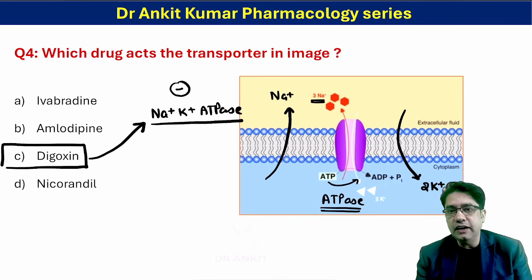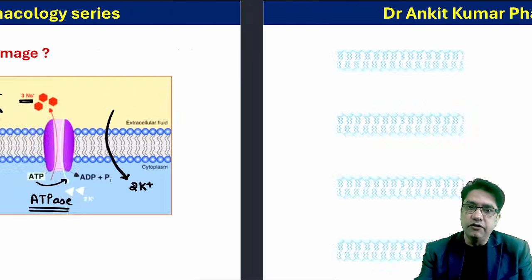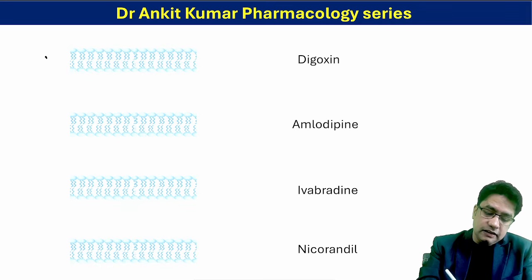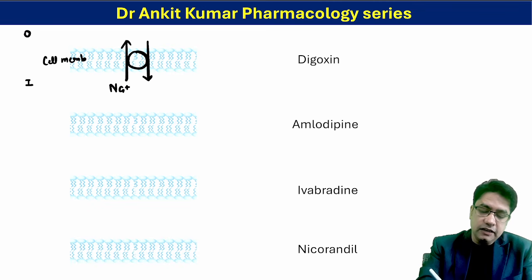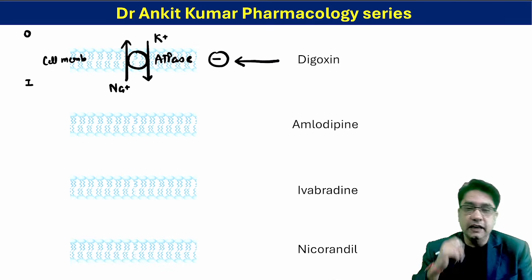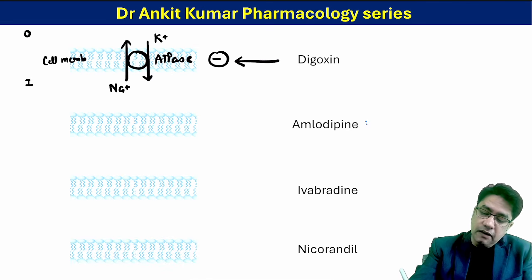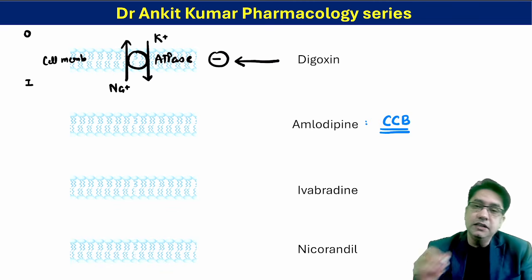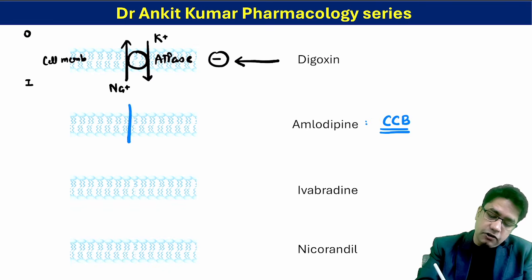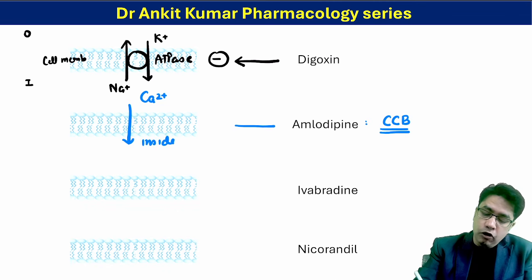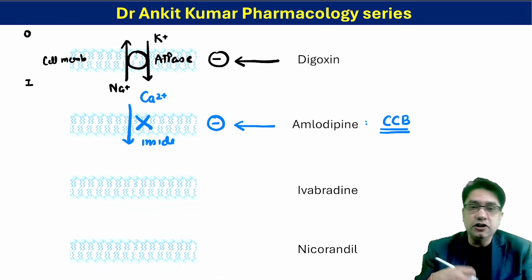So let's see what other drugs we have and on which transporters they act. The first one we have discussed is digoxin. Imagine this is a cell membrane, this is outside the cell, and this is inside the cell. The first transporter is sodium potassium ATPase, which throws sodium outside and brings potassium back inside, and it requires ATP also. This transporter is inhibited by digoxin. Then we have amlodipine. Remember, amlodipine is a CCB, a calcium channel blocker, and the work of the calcium channel is generally to bring calcium inside. Amlodipine inhibits this transporter.